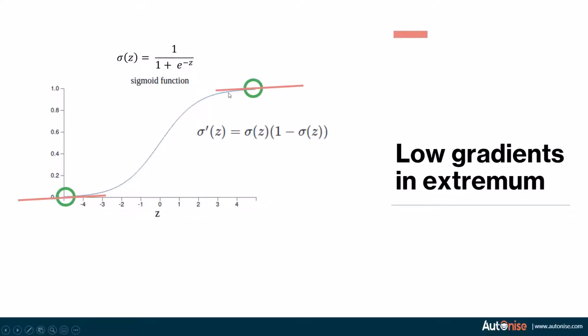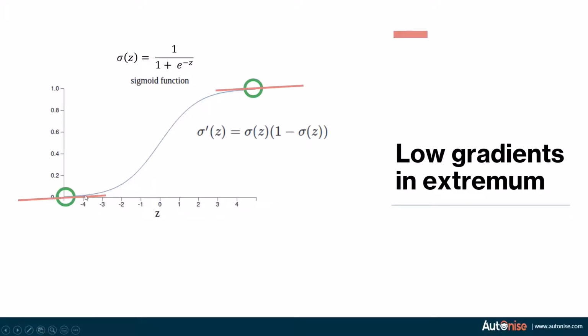Derivative is the slope of the graph at a certain point. So let us concentrate on the derivative at the extremities, which is when z is very large in the positive or in the negative direction. When z is large in the positive direction, sigma of z is equal to 1. How is that possible? When z is very large, e to the power minus a very large number tends to 0. Hence 1 by 1 is equal to 1. So sigma of z tends to 1 when z tends to infinity.